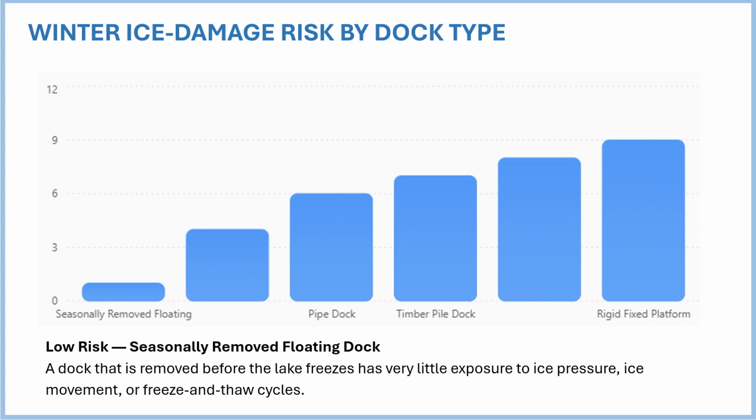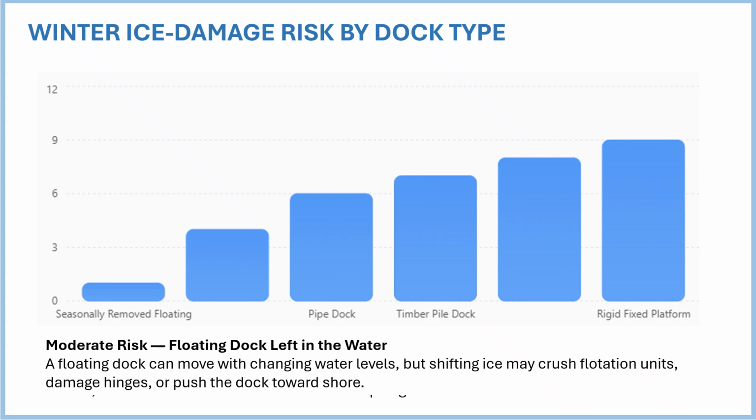Winter ice damage risk by dock type. This comparison shows which dock types are generally more exposed to ice damage during winter. On the left side is low risk, seasonally removed floating dock. A dock that is removed before the lake freezes has very little exposure to ice pressure, ice movement, or freeze and thaw cycles. Next to it is a moderate risk floating dock left in water. A floating dock can move with changing water levels, but shifting ice may crash flotation units, damage hinges, or push the dock toward shore.